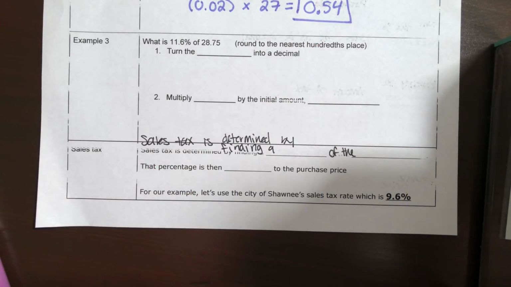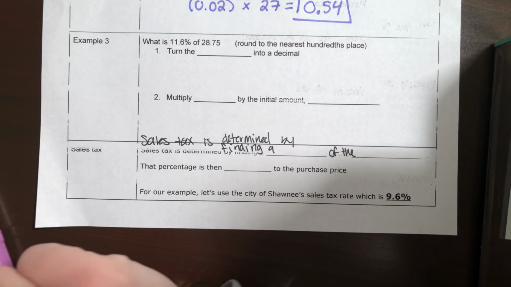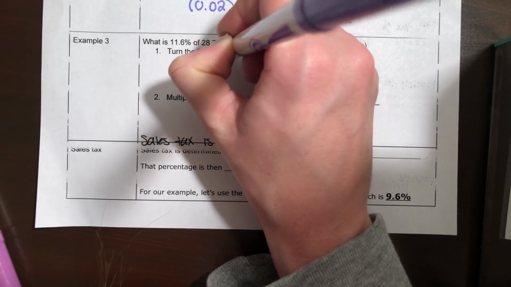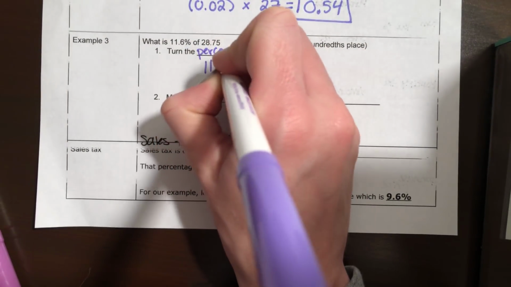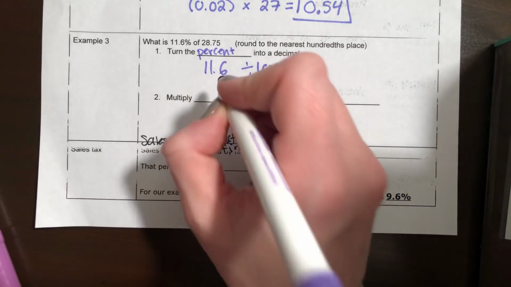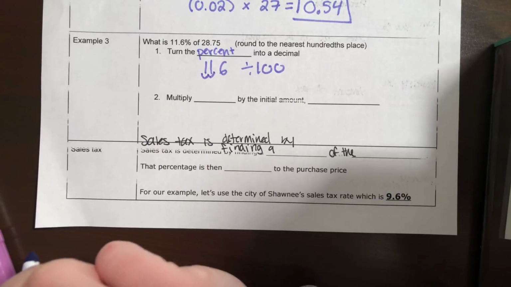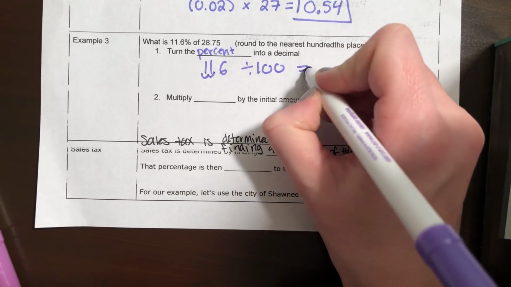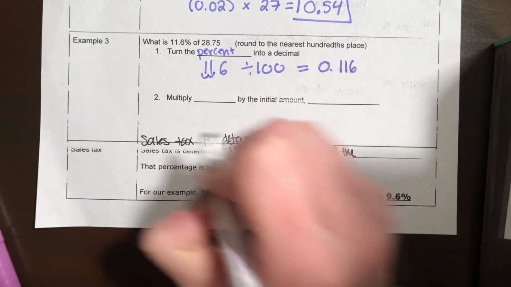Okay, so this one's a little more complicated, but also a little more real life situation based. What is 11.6% of 28.75, rounded to the nearest hundredths place? So we turn the percent into a decimal by dividing by 100. So 11.6 divided by 100 moves the decimal place over 2 spots to the left, 0.116.